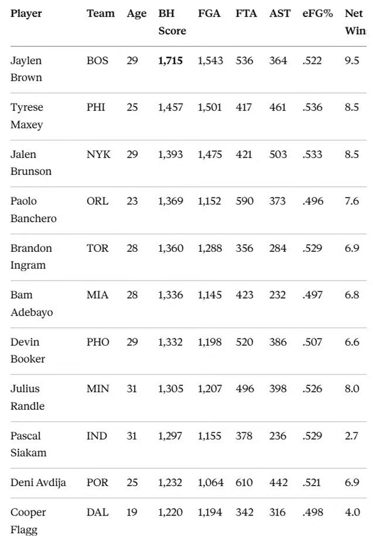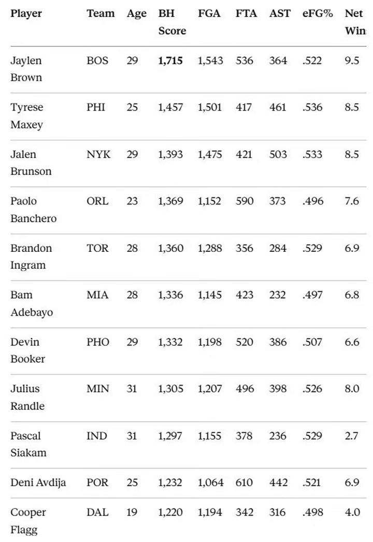Cooper Flagg at 19 is perhaps the most concerning name on the list from a developmental standpoint. A 19-year-old rookie posting a .498 effective field goal percentage on 1,194 attempts is precisely the pattern teams worry about: shot selection outpacing efficiency before habits are established. His 4 net wins is not unusual for a first-year player, but the combination of high volume and low conversion suggests Dallas needs to work on his shot diet heading into year 2.